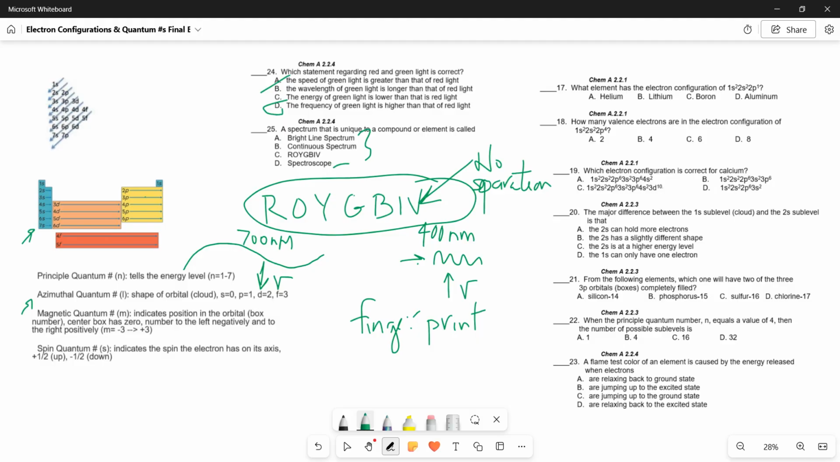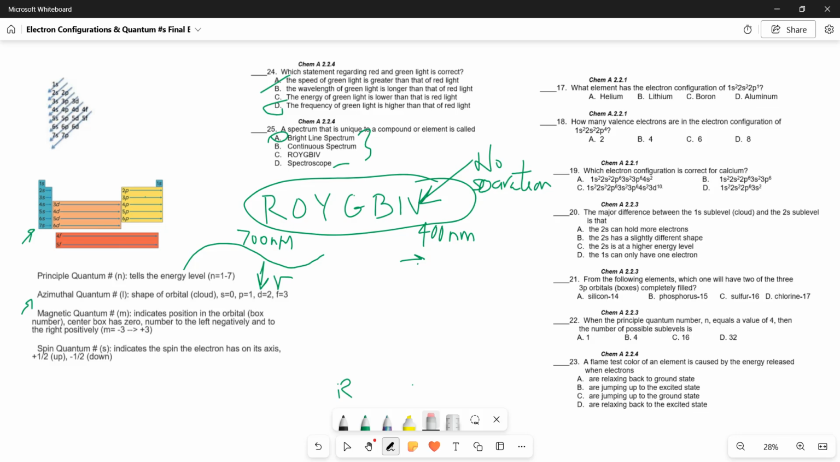So a fingerprint, for example, if I'm looking at a unique element that's giving off a light, it might have a red band, and then maybe a green band, and then maybe a violet band. And these three bands, and in between, it's black. So I just have bands of color. And so the answer here is going to be A.